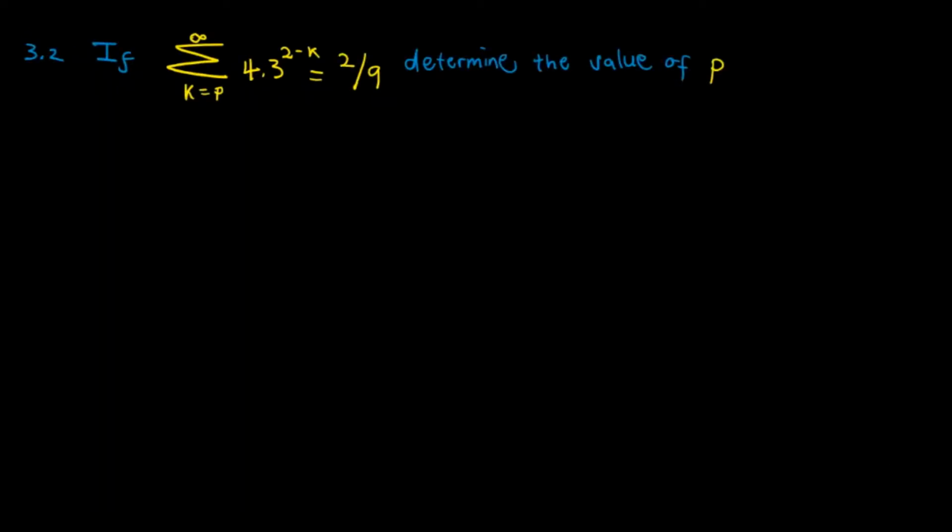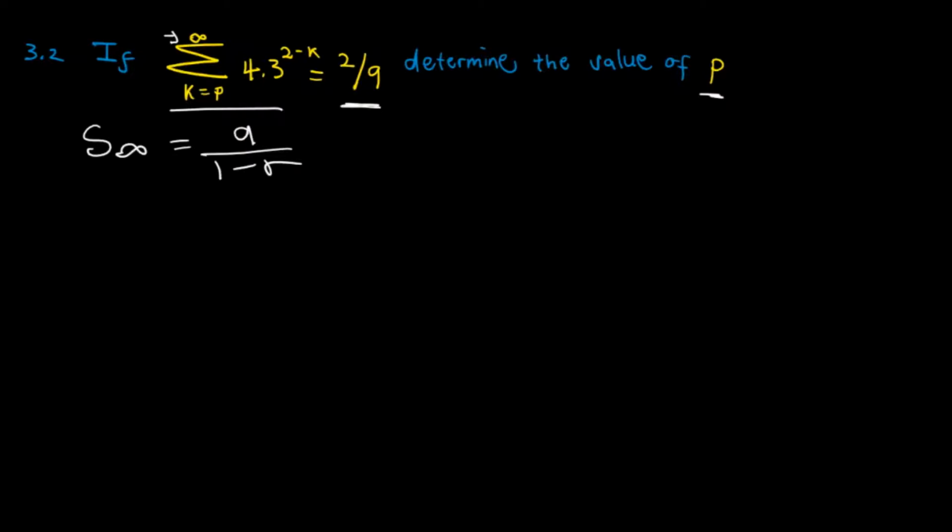So in this question here, 3.2, we are given this sum here, which is equal to 2 over 9. So this is the sum to infinity, as you can see on top here. So it's equal to 2 over 9. So we're required to determine the value of p. So the first thing we're going to do here is, since we know that this is the sum to infinity, we're going to say the sum to infinity is given by a over 1 minus r.